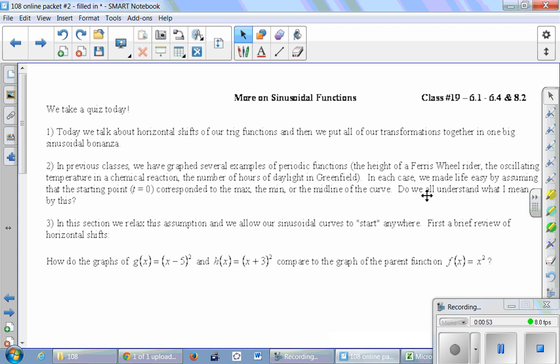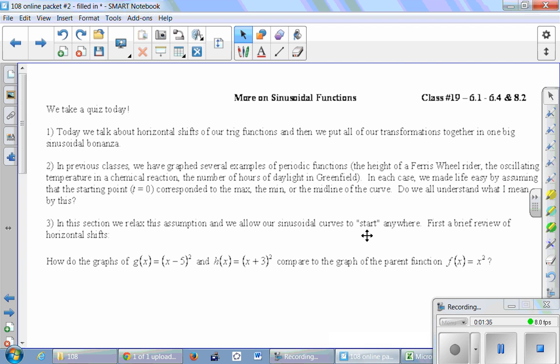So if you go back and take a look at the Ferris wheel problem, for example, the Ferris wheel was this big circle, and the person started the ride at the far right point. And in the temperature one, in this chemical reaction, I think the temperature started at the minimum and then went up and then came back down. But that made life easy because it started at the min, the max, or the middle. But if instead the Ferris wheel rider started up here like 20 degrees above horizontal, well, that would make it tougher to figure out exactly what was happening with the height of the rider over time. So in this section, we relax this assumption and we allow our sinusoidal curves to start anywhere.